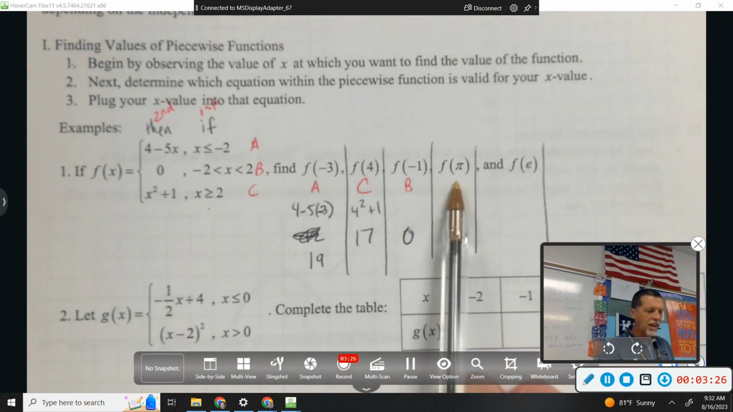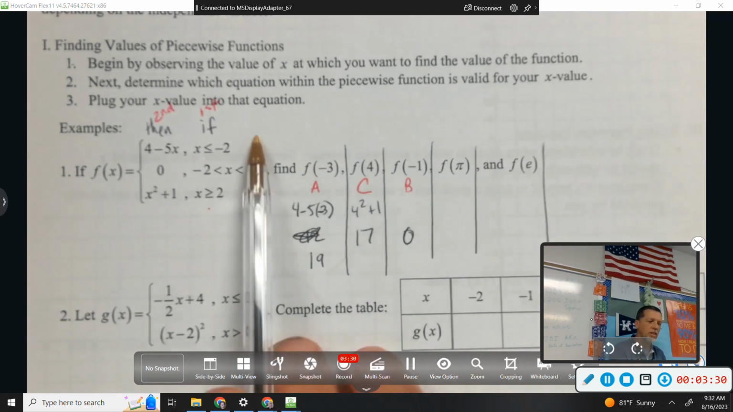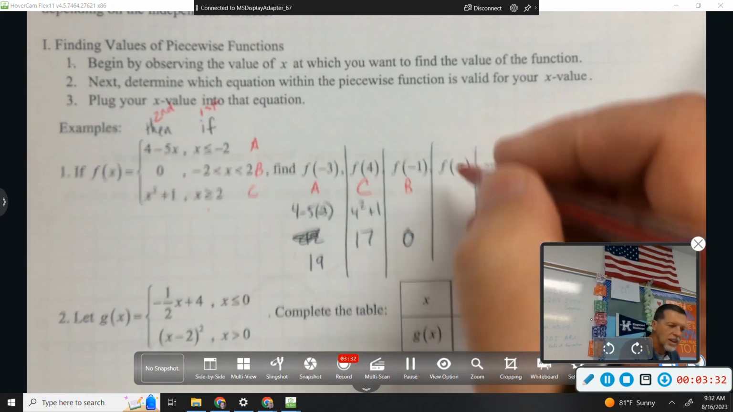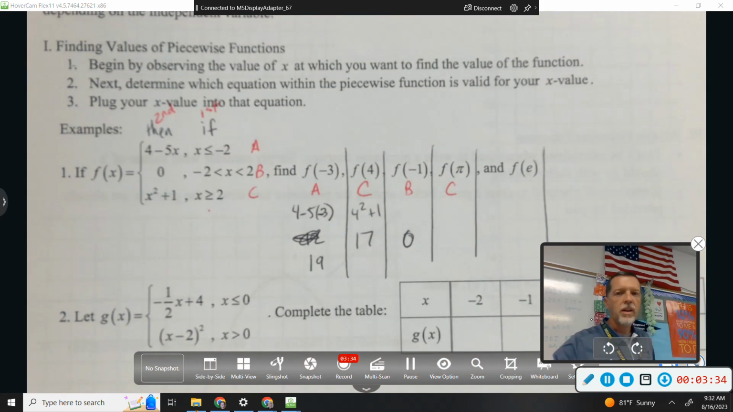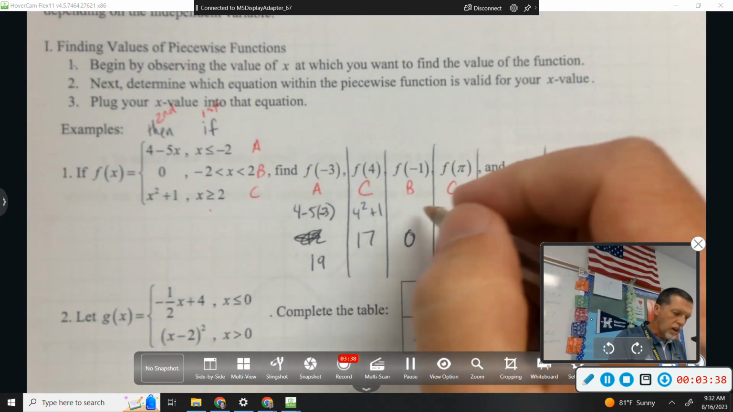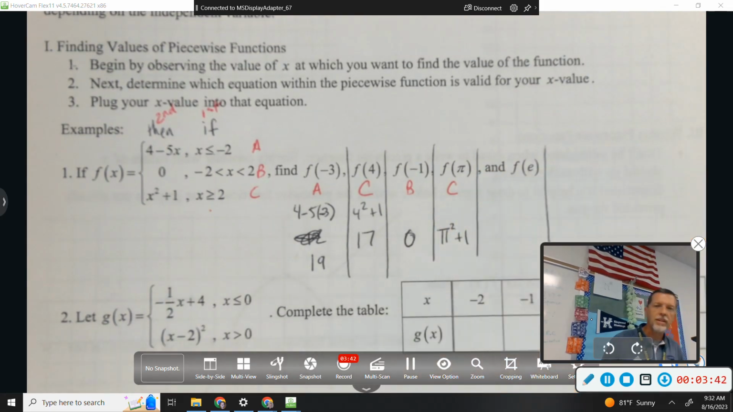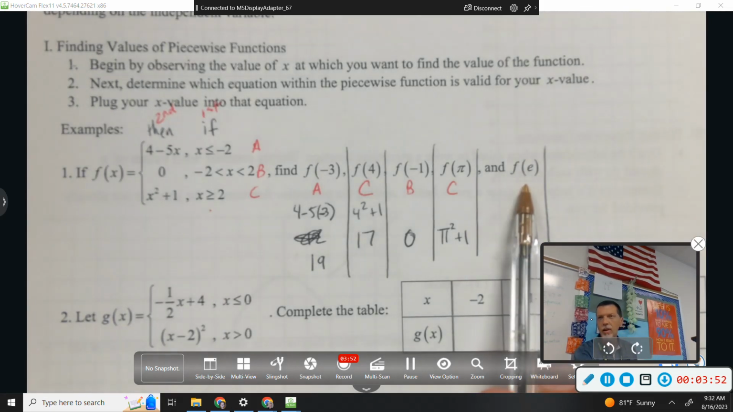F of pi takes a little bit of thought, which piece? C, because pi is 3.14, greater than 2. So I'm just going to leave this as pi squared plus 1. That would be an exact answer, so let's leave it as that, rather than grabbing a calculator and getting some decimal. Do you know what e is, roughly? 2.7-ish.